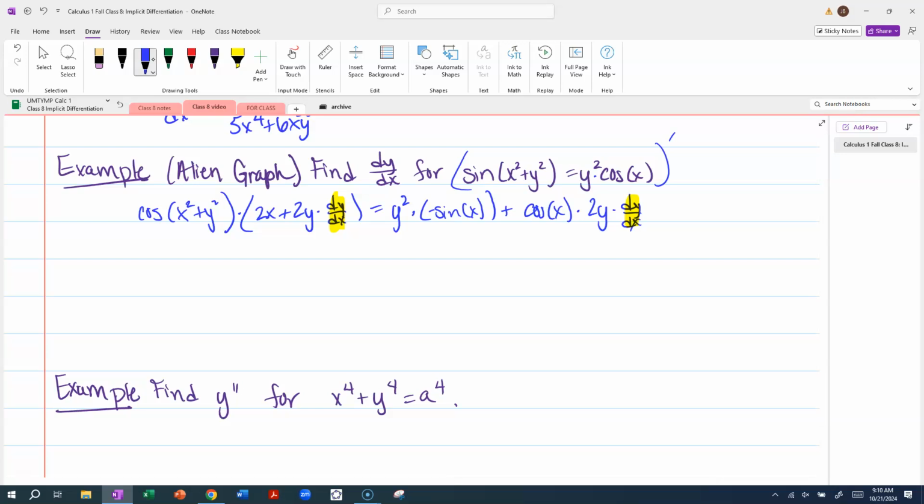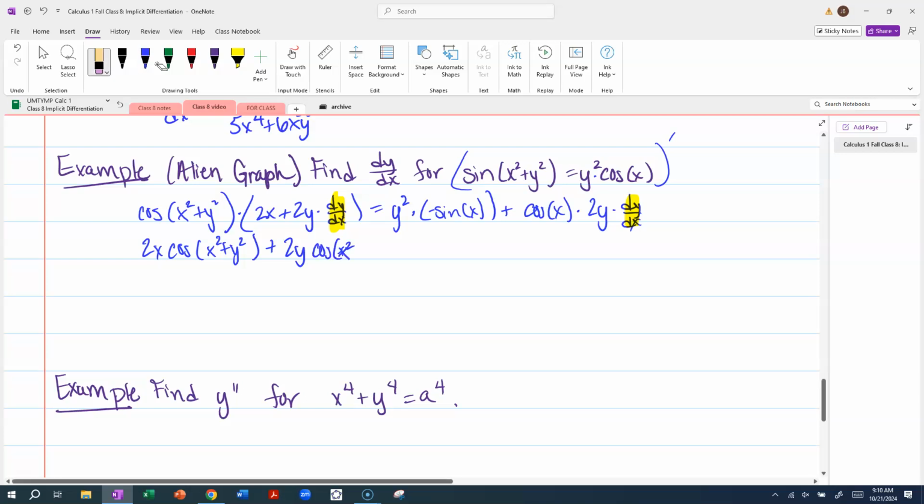The algebra is a little complicated here. What we actually have to do is, on the left-hand side, we have to distribute everything. Doesn't that sound fun? We're building character. 2x cosine of x squared plus y squared, plus 2y cosine of x squared plus y squared, times dy/dx, is equal to 2y cosine of x times dy/dx, and then minus y squared sine of x.